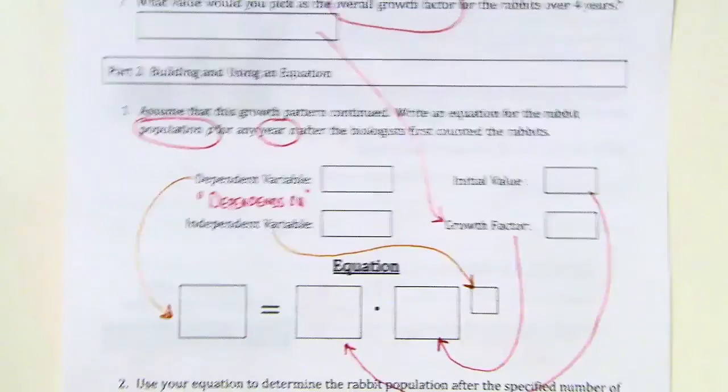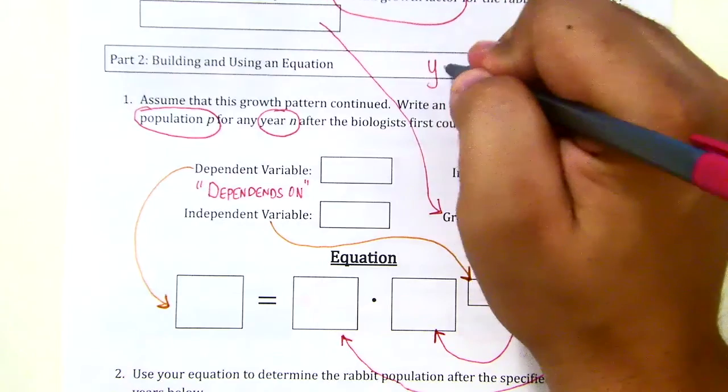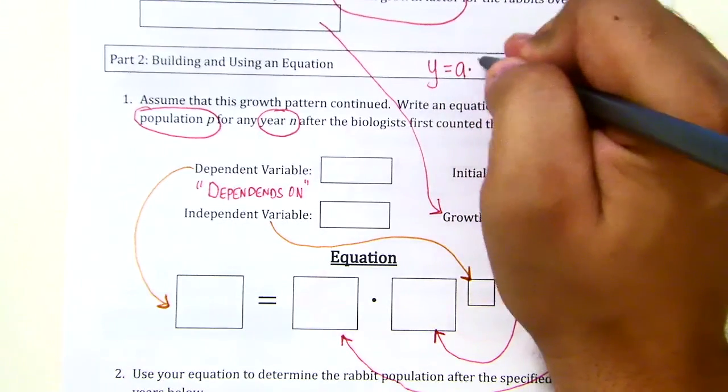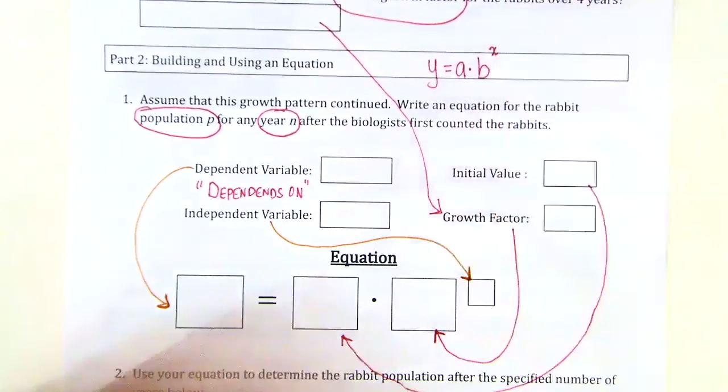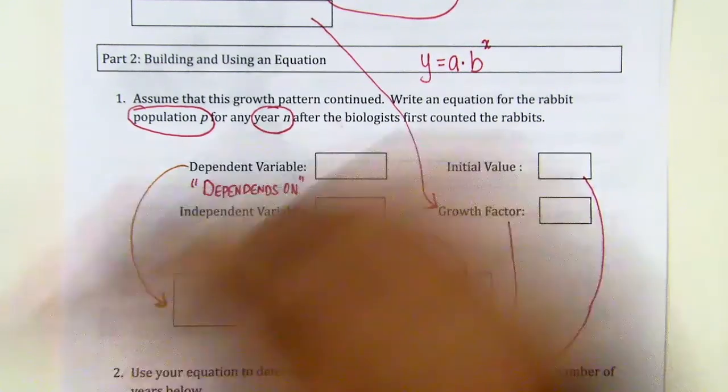That's going to give us the standard form of an exponential equation, which again, remember, is y equals a times b to the power of x. So you might want to pause the video at this point just to help yourself build that equation. Remember, you're putting letters and numbers into these boxes, all right?